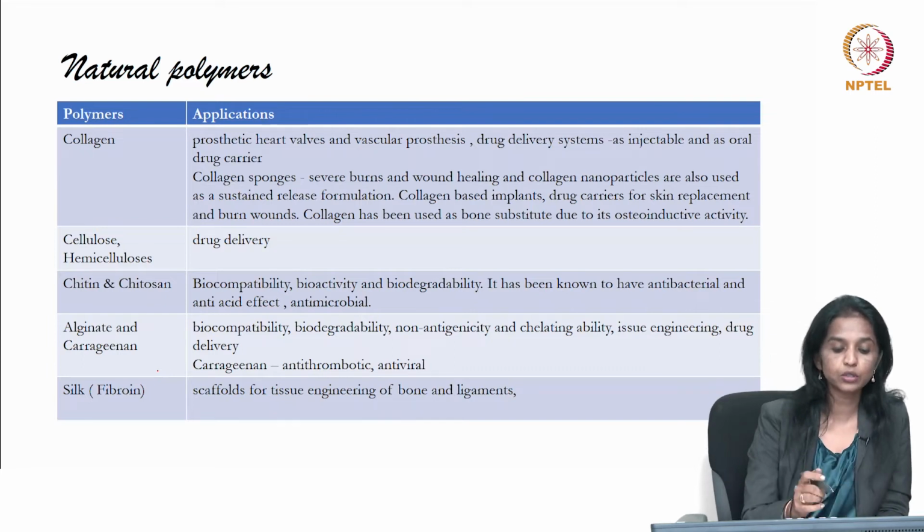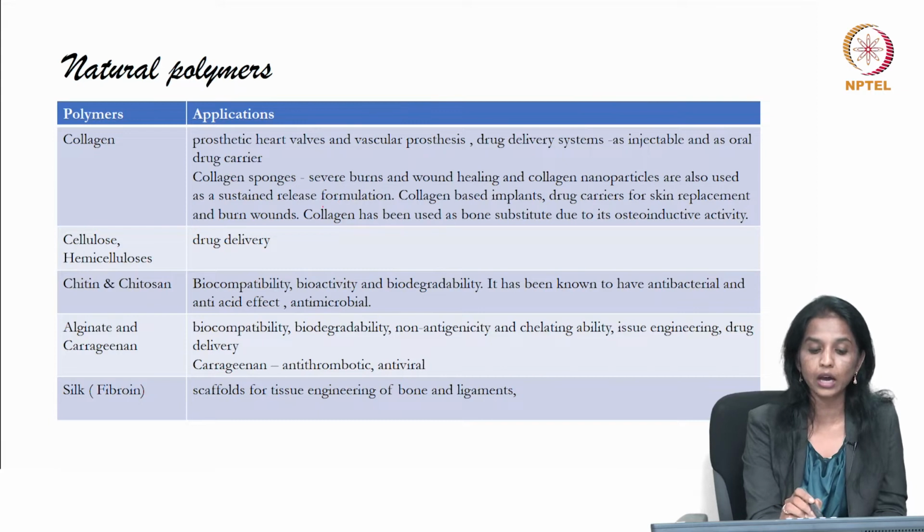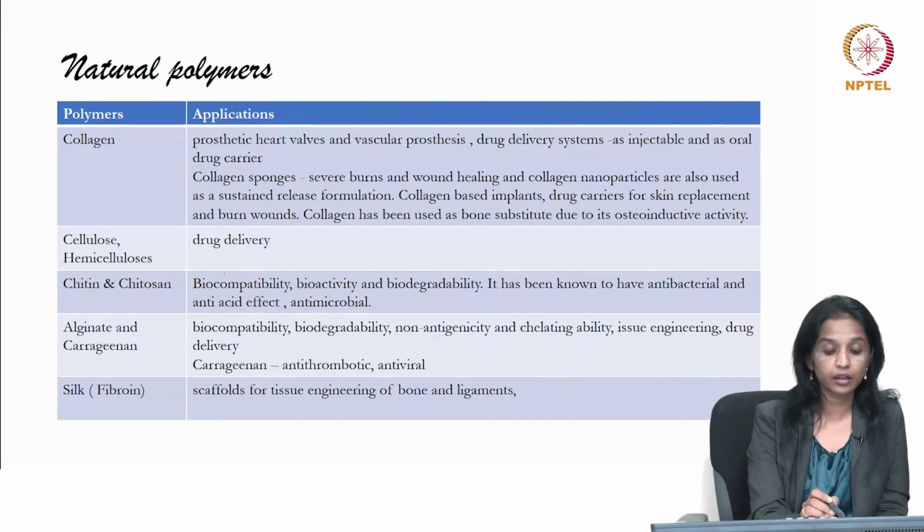The other systems like collagen are used mainly, the most common usage is to make collagen sponges, where it is used to treat burns and for wound healing. Collagen nanoparticles are also used for drug release applications as well. Then we have chitosan.